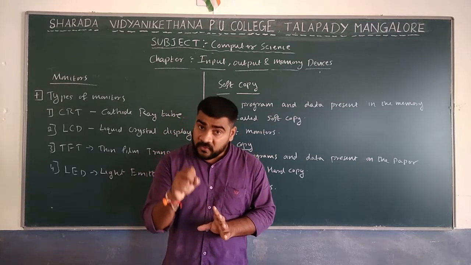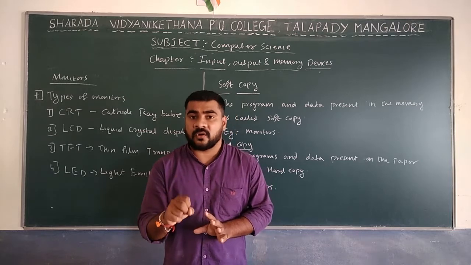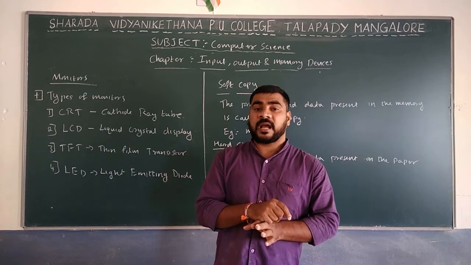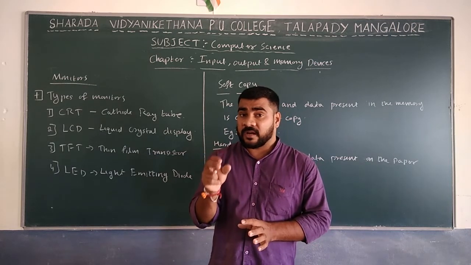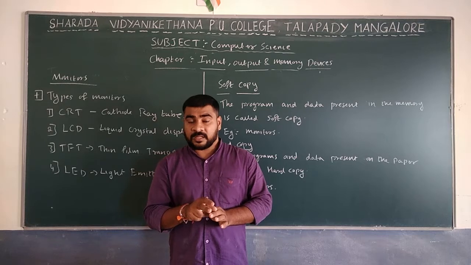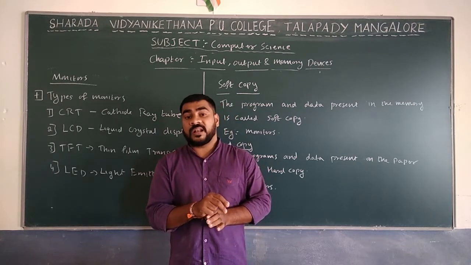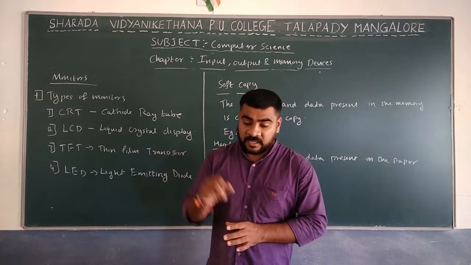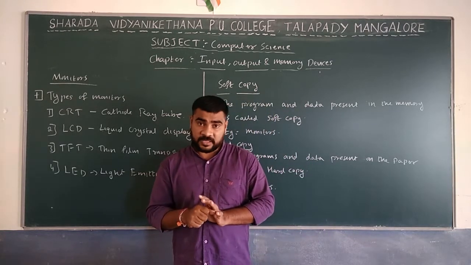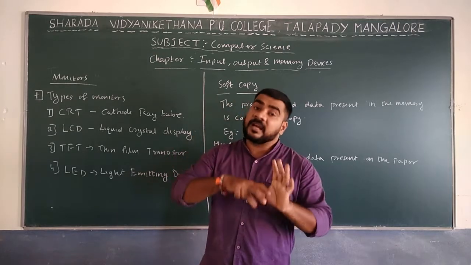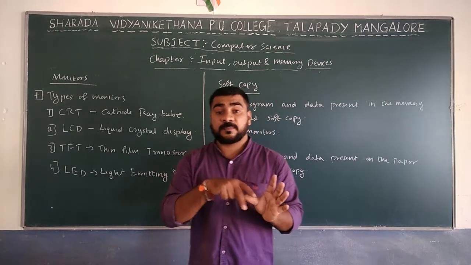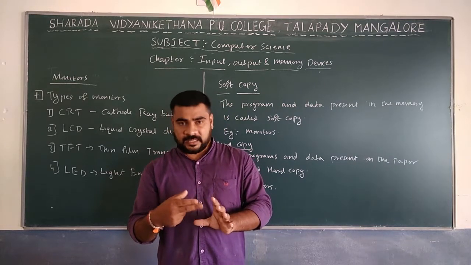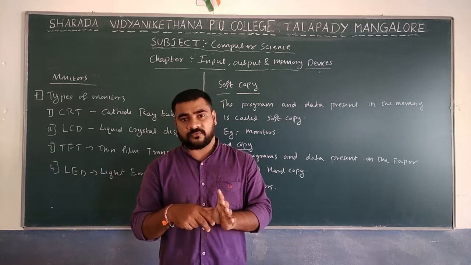Soft copy means whenever data is present in the memory, or stored in the memory, that is known as soft copy. Whenever data is present on the paper, that is known as hard copy. Remember, it is data you can see physically. Physically means data present on the paper is hard copy, and data present in the memory is soft copy.